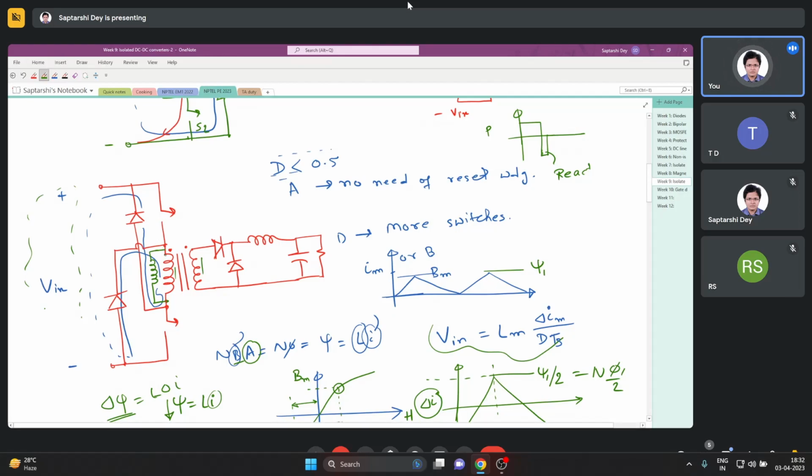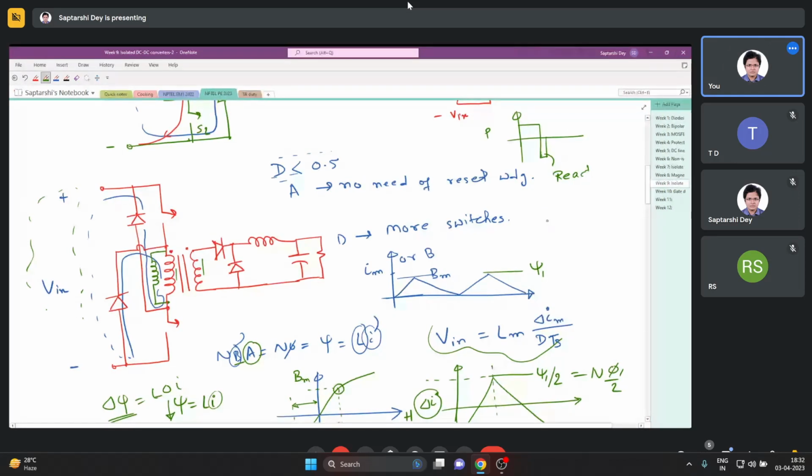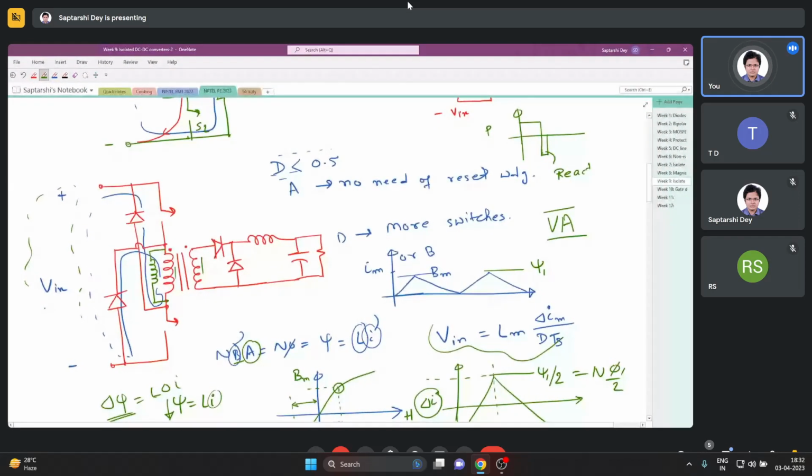So larger Lm means every cycle you are storing more energy, so the power that you are giving back is more. So the VA capability of the DC source is increasing, or in other words power factor is deteriorating. That is why Lm, not just for this forward converter but for any transformer, we want it to be infinitely large, if not, as high as possible.